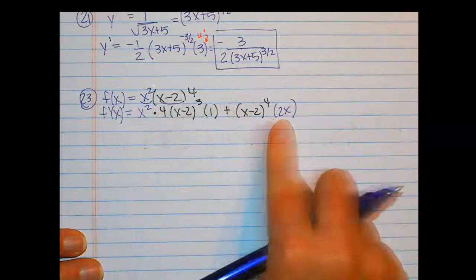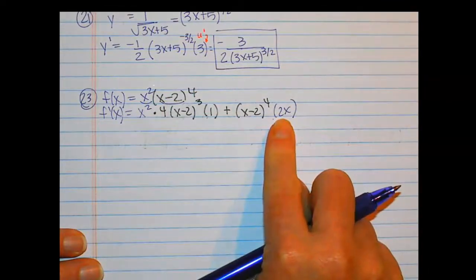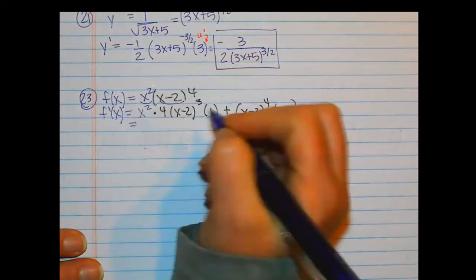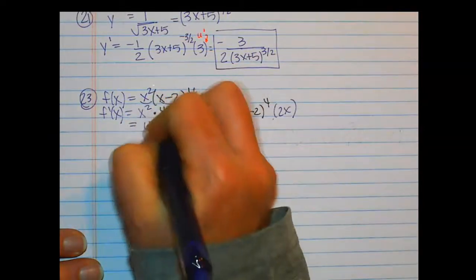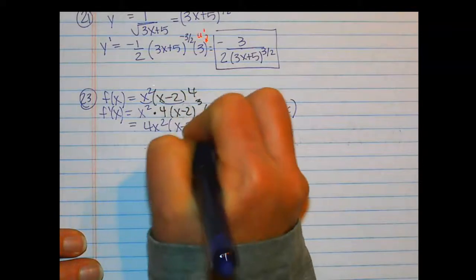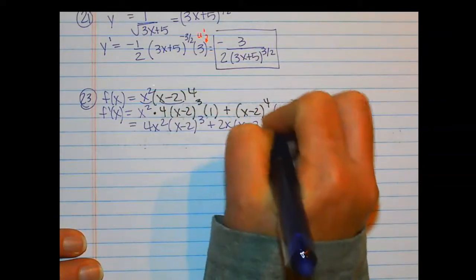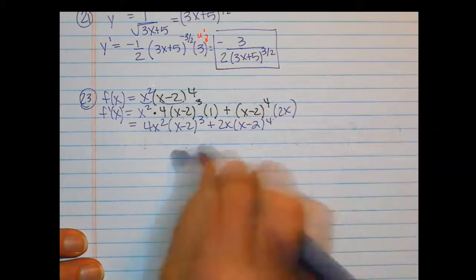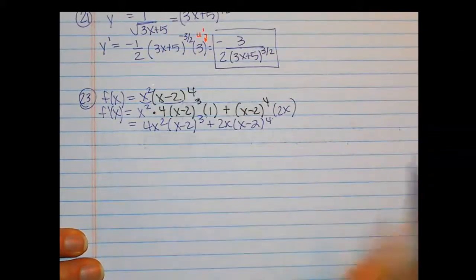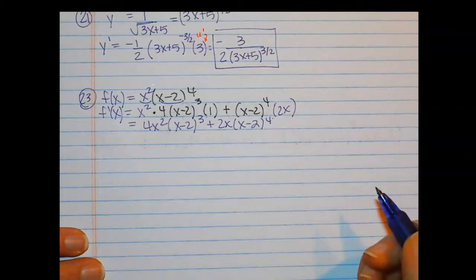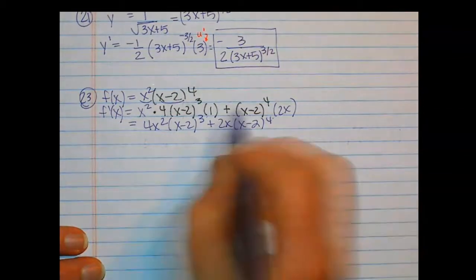And then this I can simplify. I'm going to rewrite it a little bit simpler. I've got 4x squared times x minus 2 cubed, plus 2x times x minus 2 to the fourth. And from that, I've written my problem down wrong the first time, sorry. From that, I can see I've got common factors.